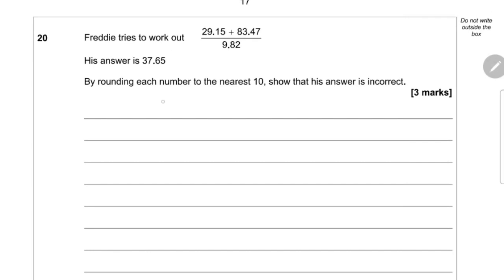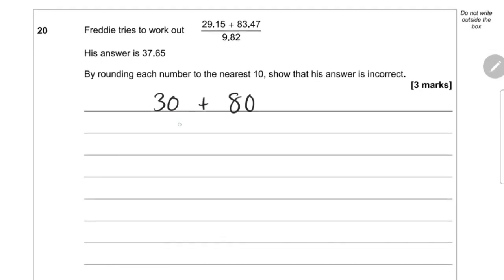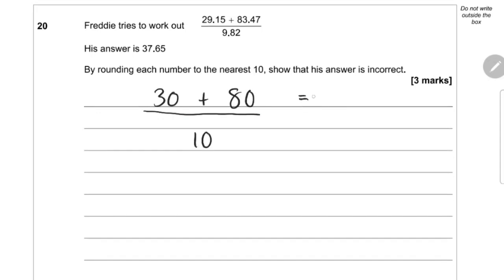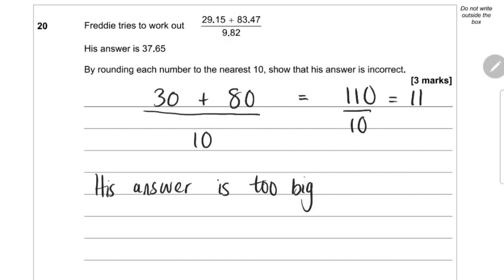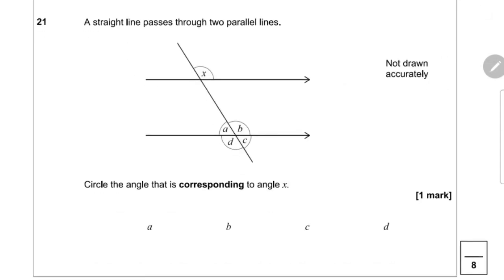So 29.15 rounded to the nearest 10 is going to be 30. 83.47 rounded to the nearest 10 is going to be 80. And 9.82 to the nearest 10 is going to be 10. And that is going to give us 30 plus 80 is 110, divided by 10 is equal to 11. So it's very obvious that his answer is way off. He's nowhere near 11. So what we're going to say is his answer is too big.